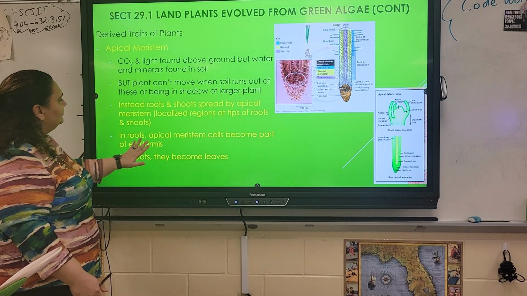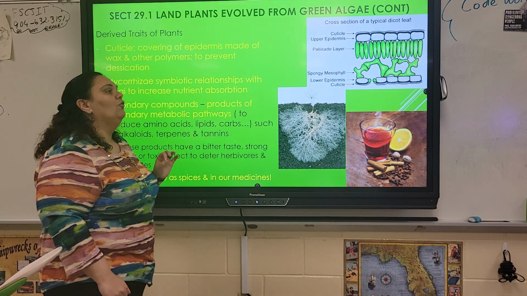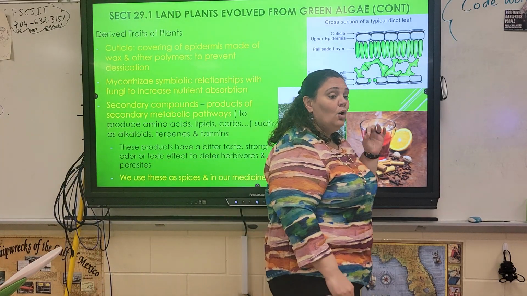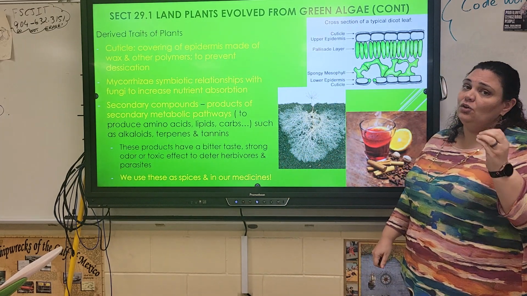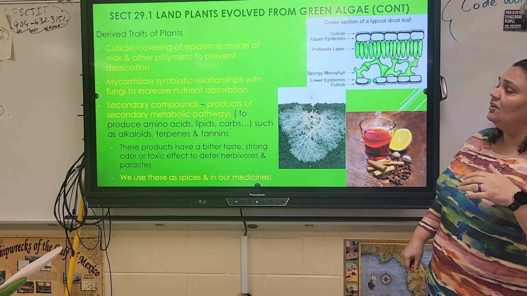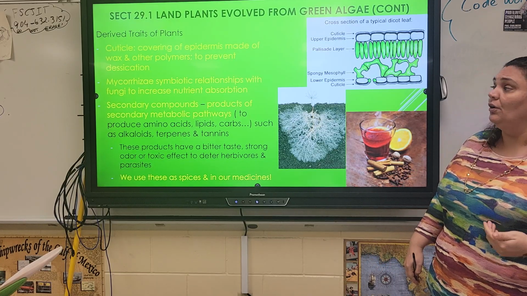The cuticle. Remember, the number one thing plants had to overcome when they left the water was desiccation, right? So one of the adaptations they have is having this cuticle, which is this waxy covering that's going to protect the epidermis and prevent desiccation, prevent water loss.